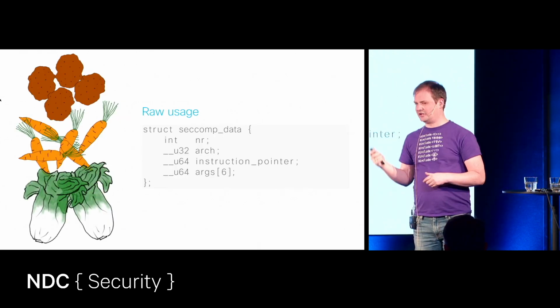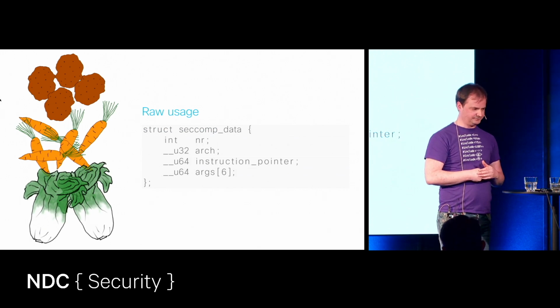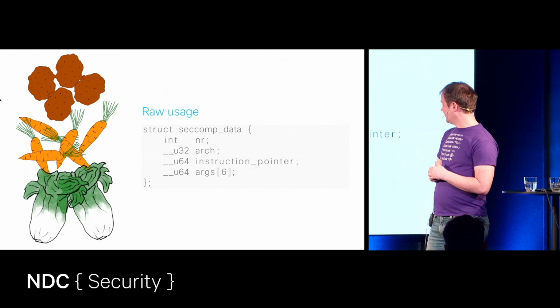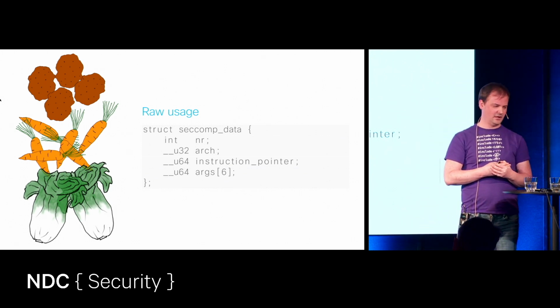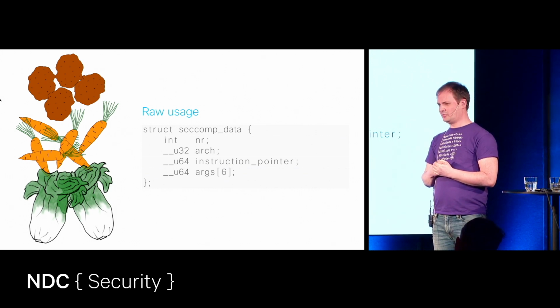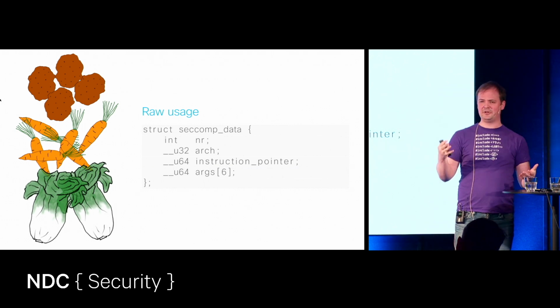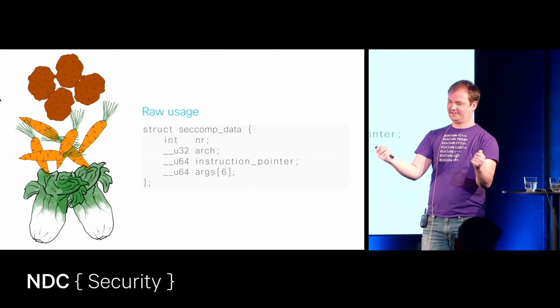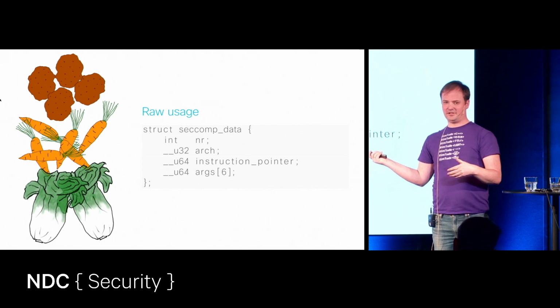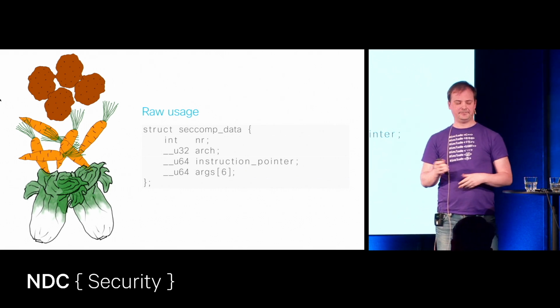Now you have a struct that you work on with Seccomp. You have the syscall number at the top. You have the architecture you're running on. You have the instruction pointer, which I think is really cool, but I haven't seen any proper use of it. But in theory, you could say, I just want this syscall in this region of code. And you have a pointer to arguments for this syscall.